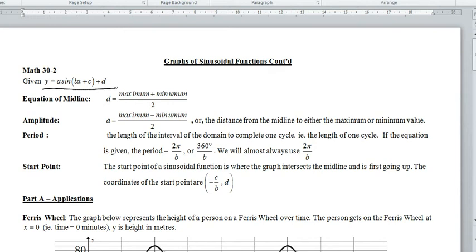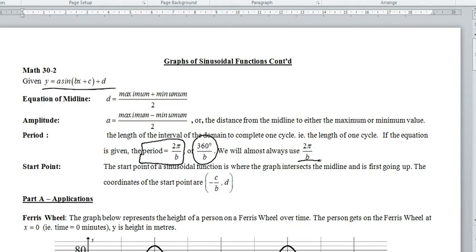If the equation is given, you've got this formula, and this is on your formula sheet. Or 360 degrees over b, so you might use that a little bit in the book. The book might have some stuff in degrees. We will almost always use 2 pi over b. Okay, we use radians, so your calculator most times is going to be in radian mode. Start point is where the graph intersects the midline. It's first going up. It's negative c over b, comma d.